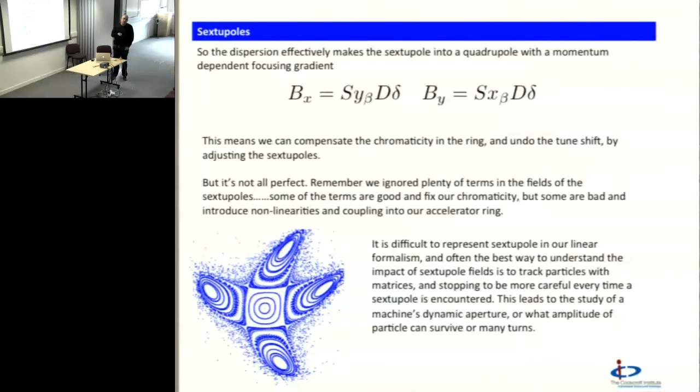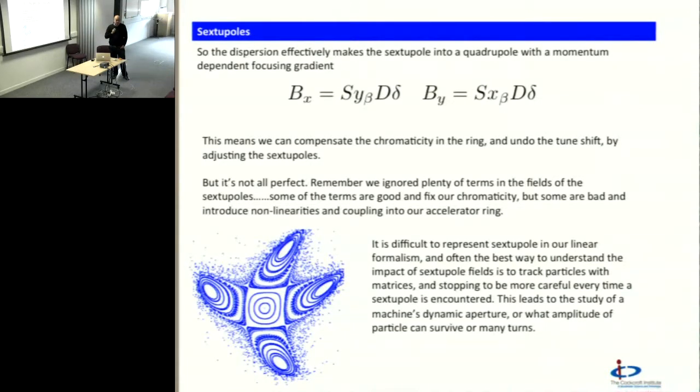I then need to add sextupoles to my photocell to correct the chromaticity generated by the quadrupoles and make sure my tune is not a blob in tune space. So I can undo the tune shift from the chromaticity by adjusting the sextupoles. Now, I've glossed over this. It's not really this simple. It's quite a complicated procedure to adjust your sextupoles.